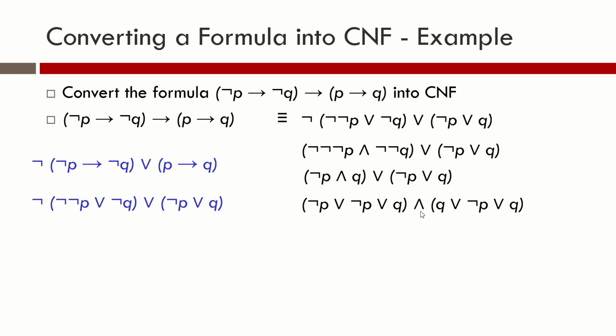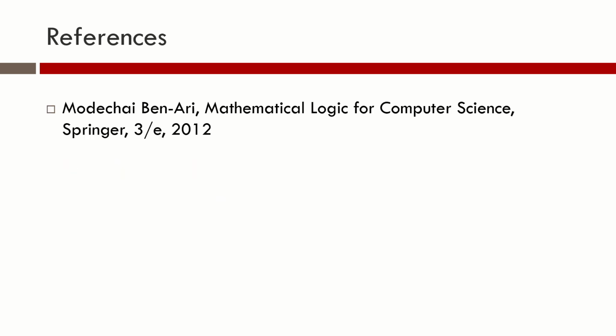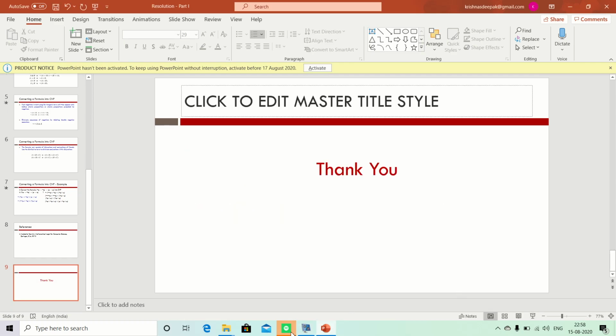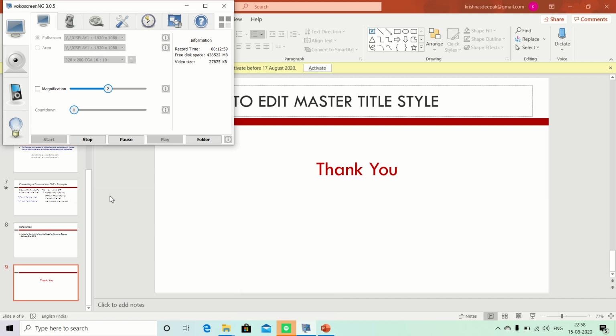So these are the 4 steps in converting a formula into conjunctive normal form, or CNF. In this lecture we discussed what conjunctive normal form is and we have seen how to convert a formula into conjunctive normal form. Thank you.